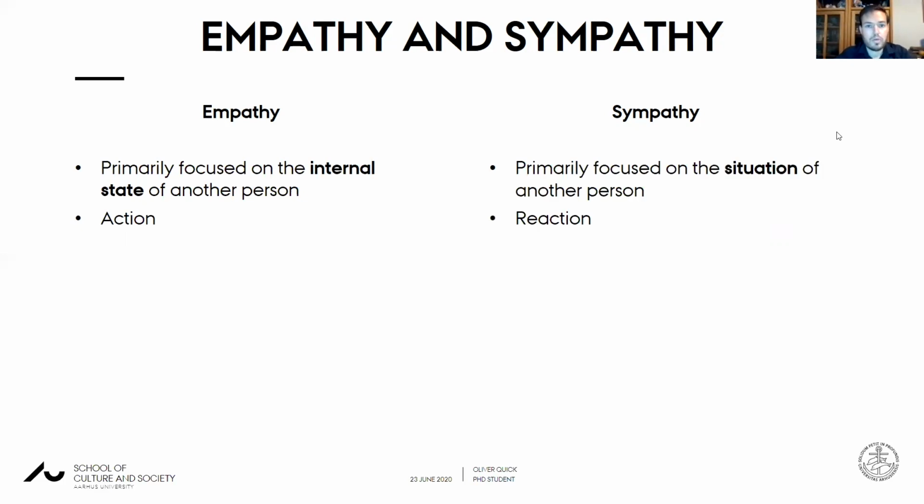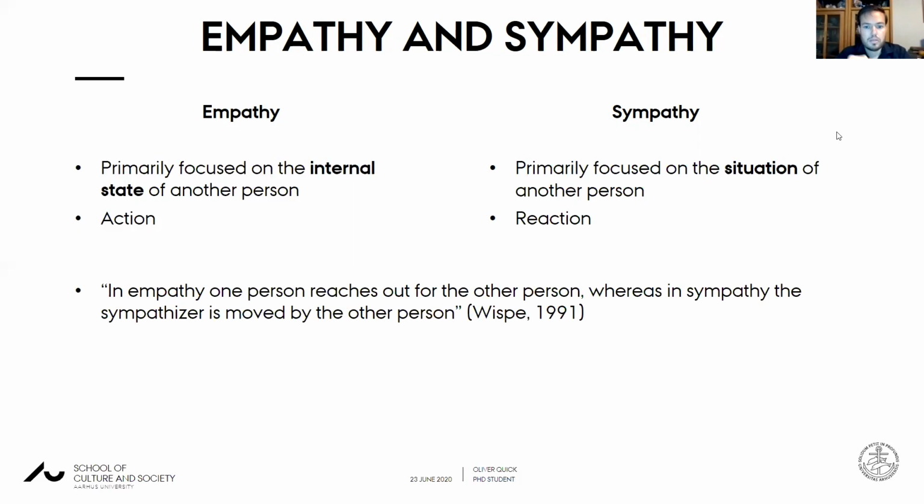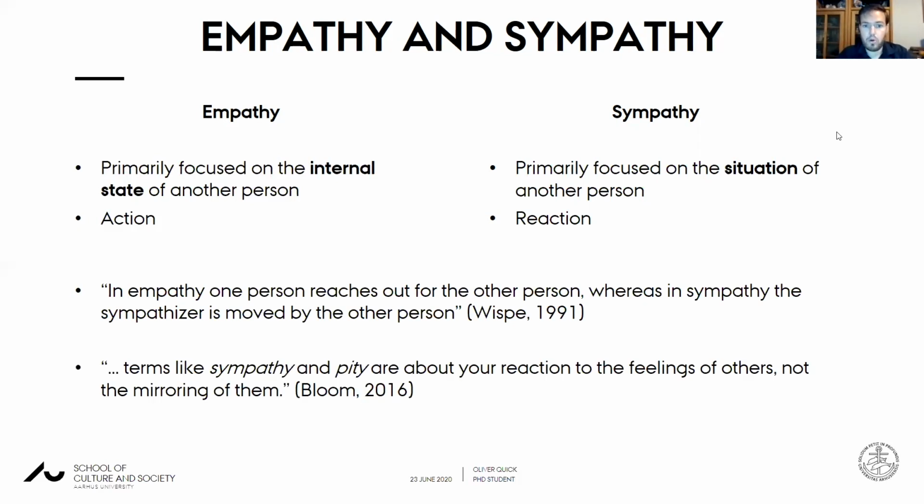Sympathy, on the other hand, really focuses on the situation of the other person and only secondarily on how they feel. And it's more along the lines of a reaction. It's something you experience. Of course, it can be directed intentionally as well. So the psychologist Wisp says that in empathy, one person reaches out for the other person, whereas in sympathy, the sympathizer is moved by the other person. Another psychologist, Paul Bloom, in his book Against Empathy, which I'll refer to several times, says terms like sympathy and pity are about your reaction to the feelings of others, not the mirroring of them.